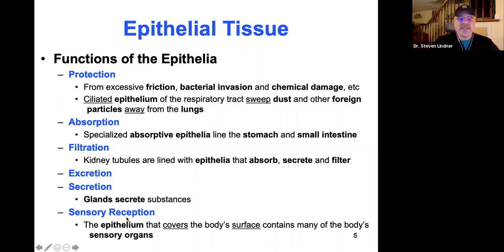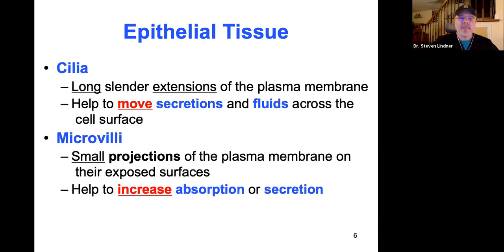Also, sensory reception is really big. So epithelium that covers the body's surface contains a lot of sensory receptors that will signal into the neural system. We already talked about cilia. Those are those little slender-like extensions. You've already seen them when we covered the cell, where you had these finger-like extensions that can help propel and move the cell around. It helps to also move secretions and fluid across the cell's surface.